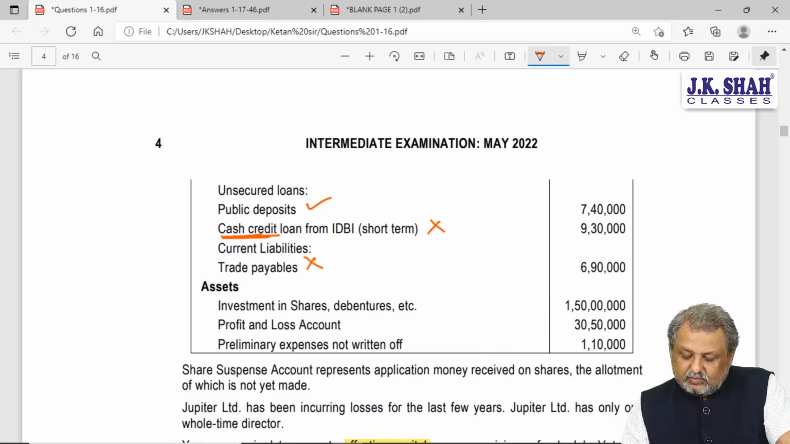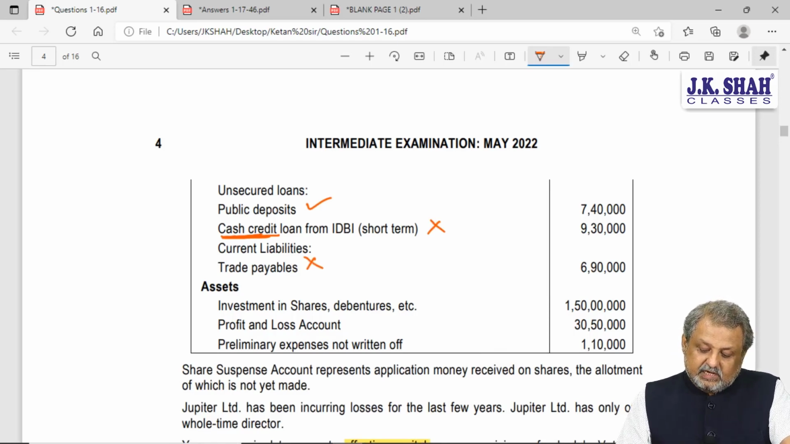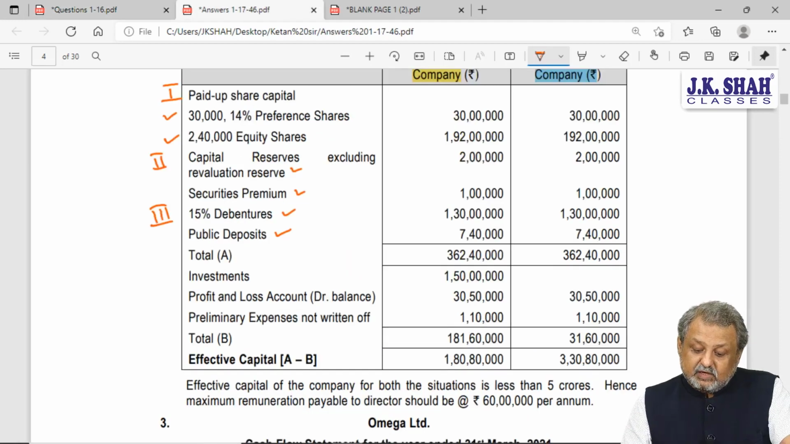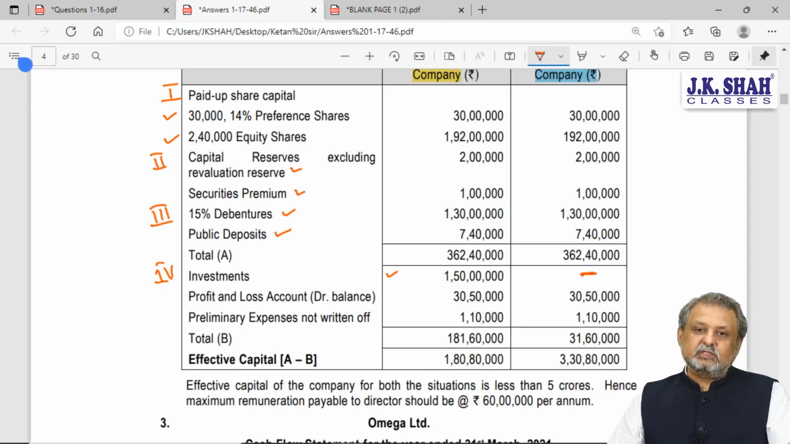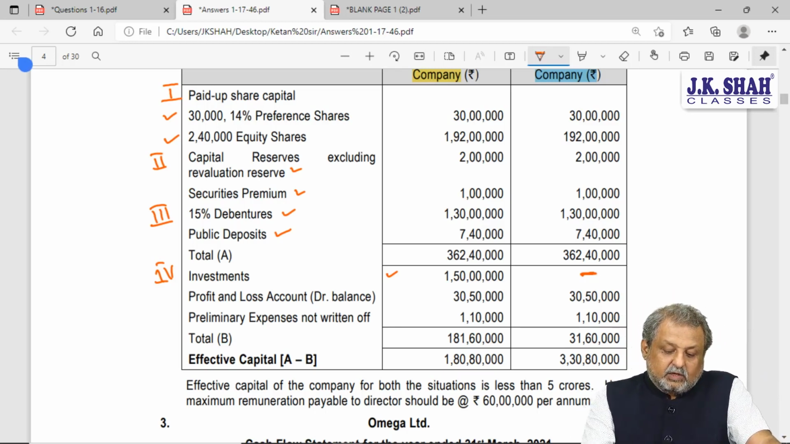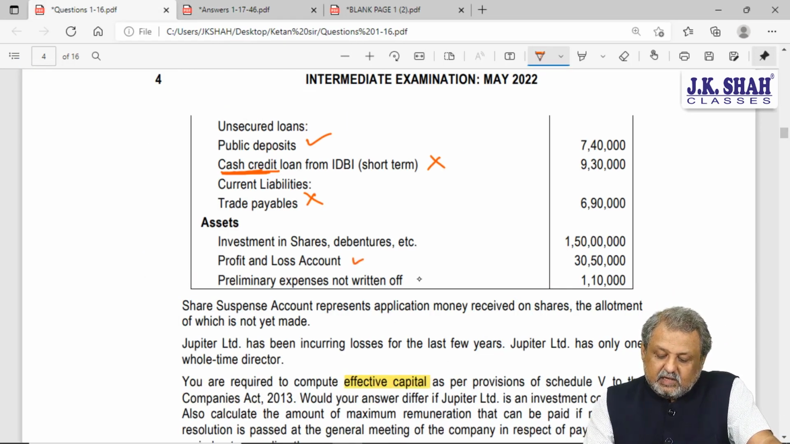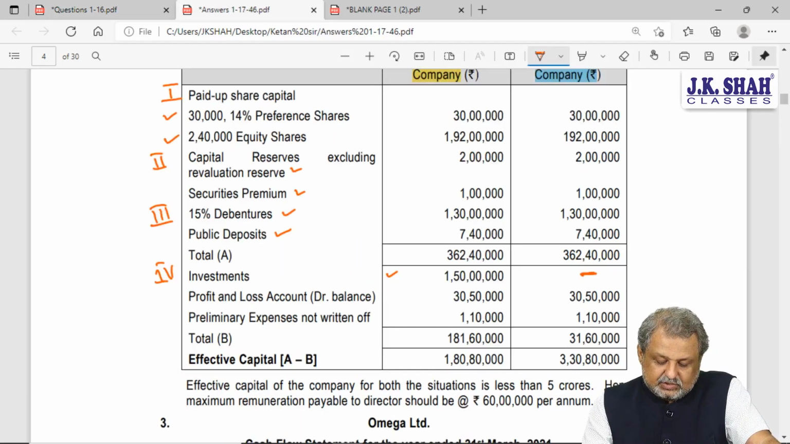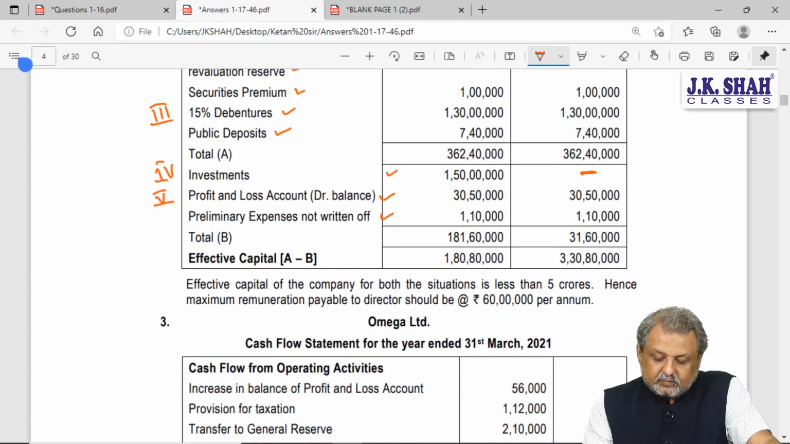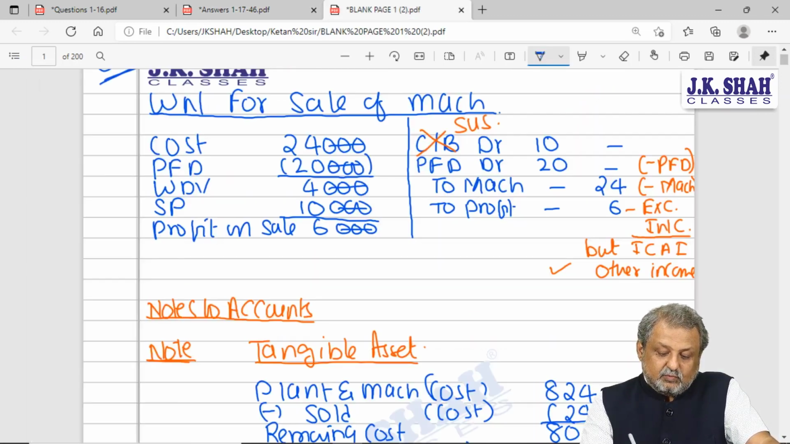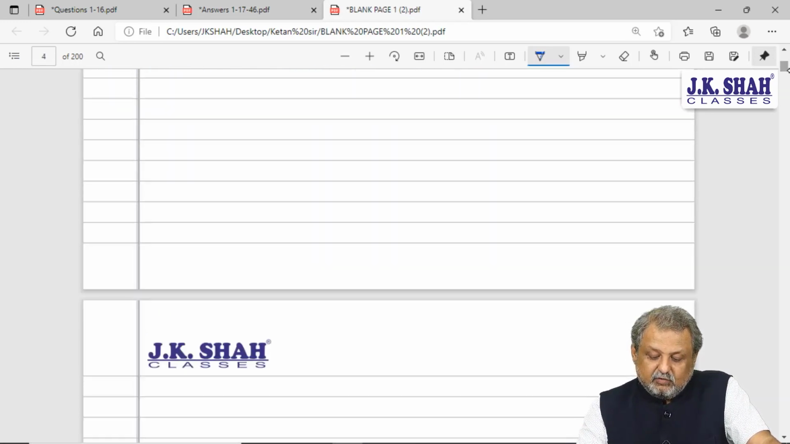Trade payables are ignored. Then on the asset side, investment in shares. That investment will be deducted for non-investment company. Investment company, it is not deducted because it is their business to invest. Then on the asset side, P&L is given, preliminary expenses given. These are losses. This must be deducted. Both. And then they have given A minus B. Now, after this, what you can do is, you can continue your answer further.